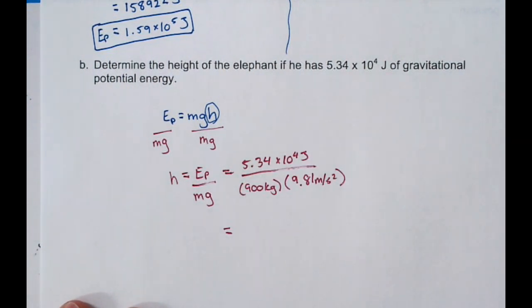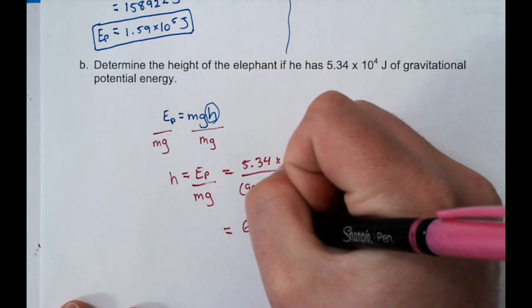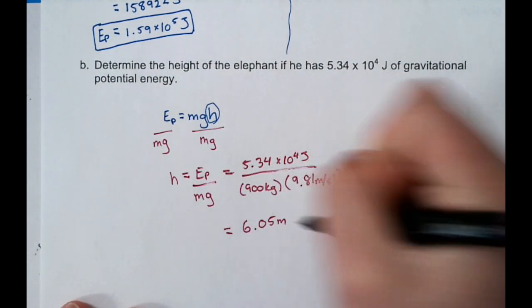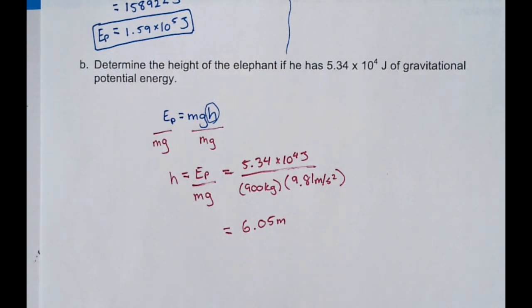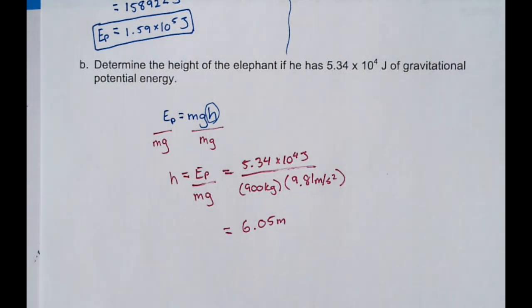Alright, that's going to equal, when you plug into your calculator, 6.05 meters. The elephant is going to be 6.05 meters above when he has a gravitational potential energy of 5.34 times 10 to the 4 joules.